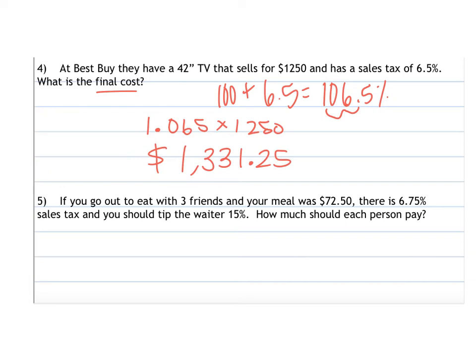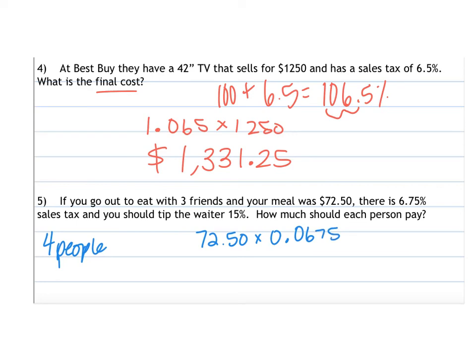If you go out to eat with 3 friends and your meal was $72.50, there is 6.75% sales tax, and you should tip the waiter 15%. How much should each person pay? Okay, a couple things we need to know. You're going out with 3 friends, so that's you and your friends, so I think there's 4 people on this. The other thing is that the tax is added on first, and then we'll figure out the tip for the waiter.